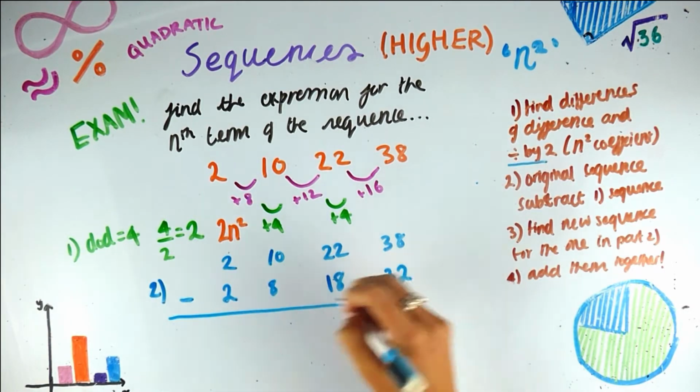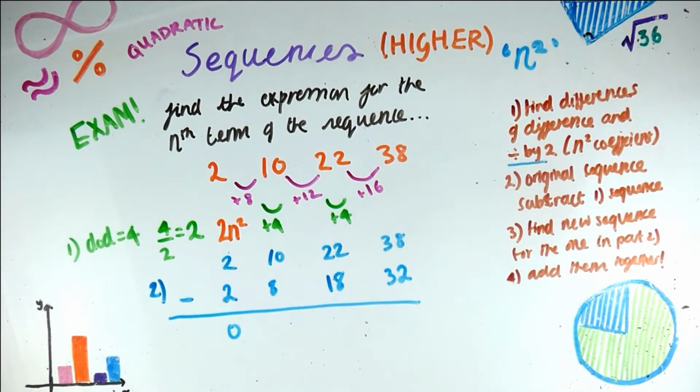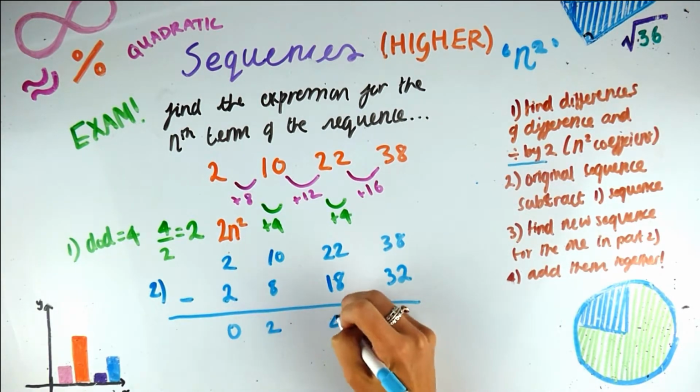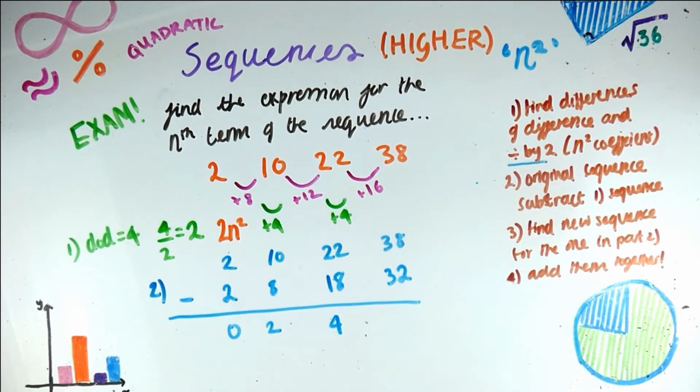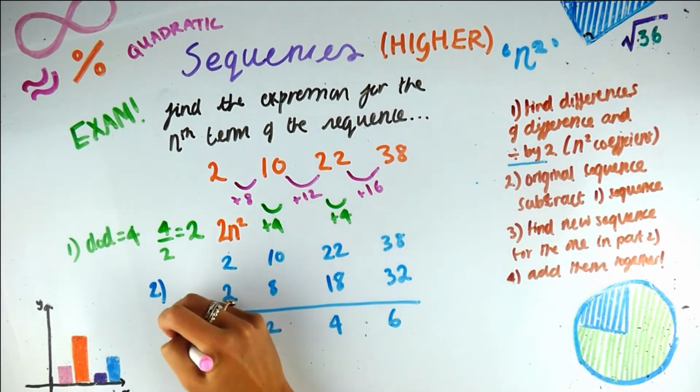Okay, so let's do this. So 2 minus 2 is 0. 10 minus 8 is 2. 22 minus 18 is 4. And 38 minus 32 is 6. Okay, so part 3, find the new nth term of the sequence for this.